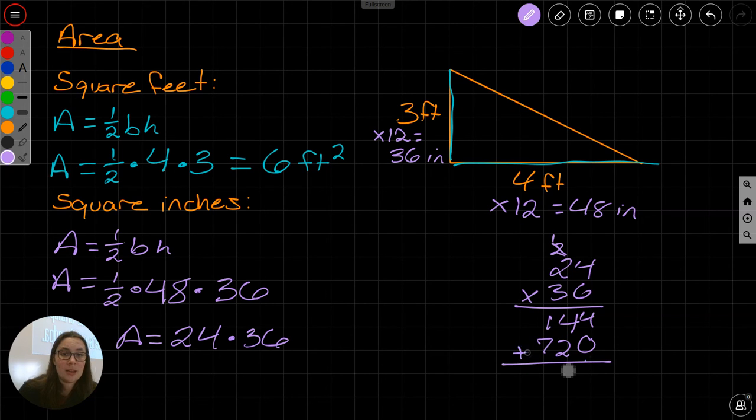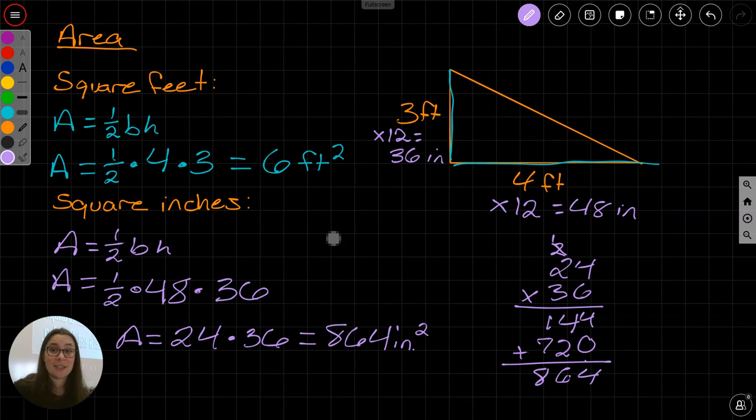And I will add these up. 4 and 0 is 4, 2 and 4 is 6, and 1 and 7 is 8. So 24 times 36 is 864 inches squared. 864 is very different from whatever this times 12, 72 I believe it would be. So please note that when you are converting measurements to find area, you must convert the measurements before using the formula.